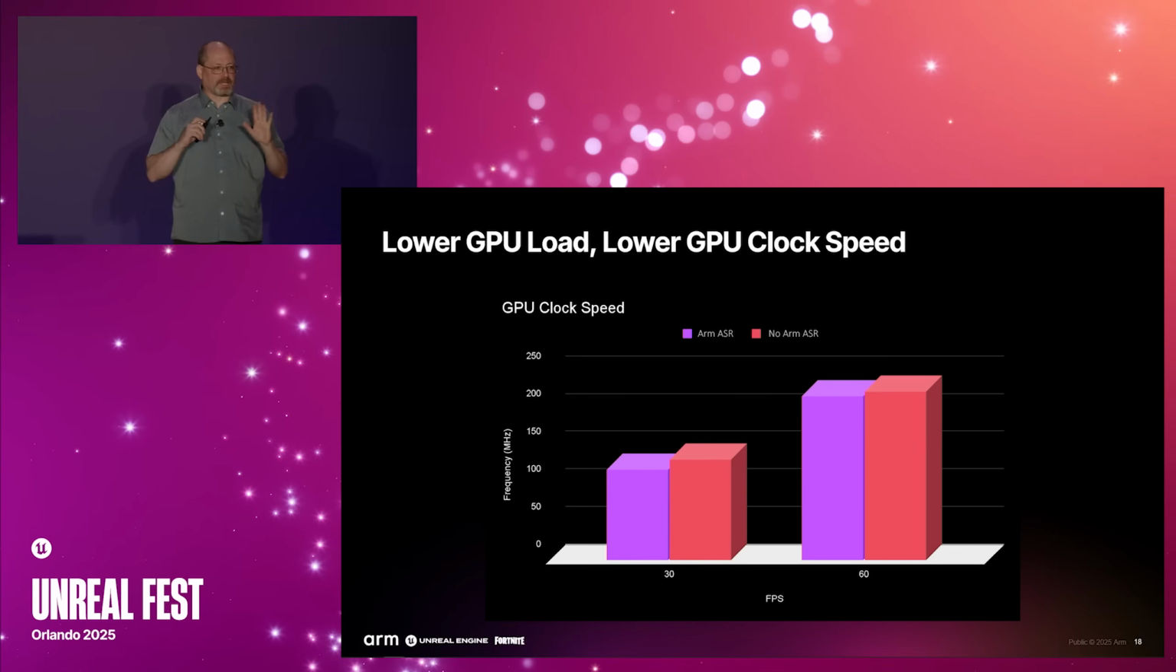Now, I forgot to mention that this was an S24 running at 60 frames per second and 30 frames per second with ASR on and ASR off. Now, to be clear there, no extra features were enabled. This was just turning it on and off with default Fortnite. And the reason why I'm bringing that up is because that meant that we now had more GPU time and more GPU load where we could potentially add more features in.